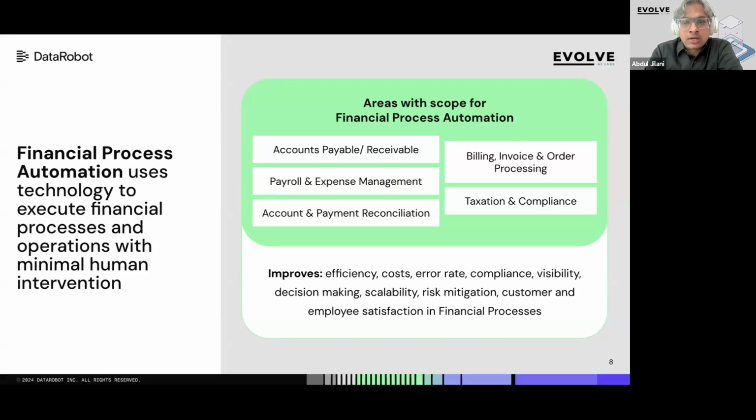Which areas are conducive and suitable for financial process automation? Accounts payable and receivable. So KYC, creation of new accounts, approvals, and deactivations of accounts, loan approvals, and all of that. Payroll and expense management: employee payroll, expense management for said employees, and all of that.